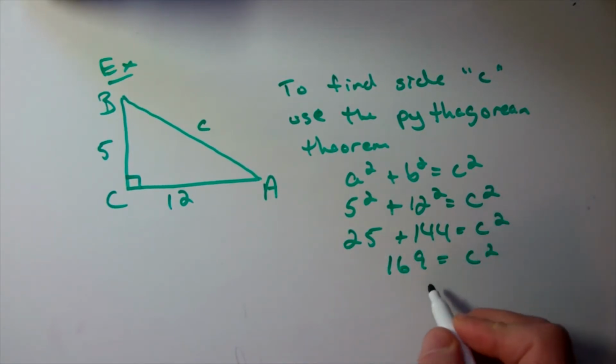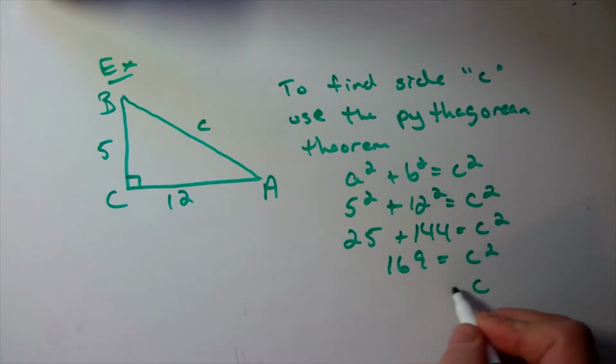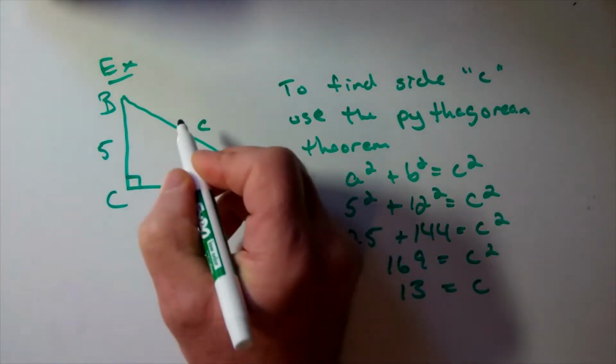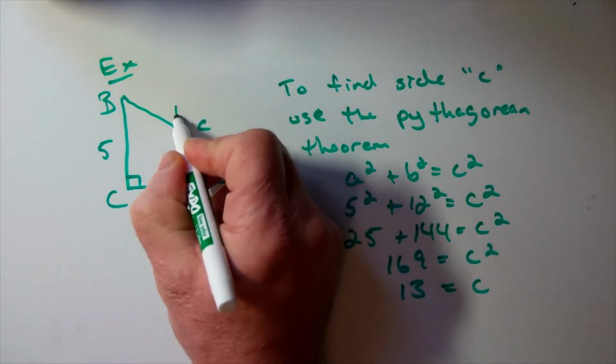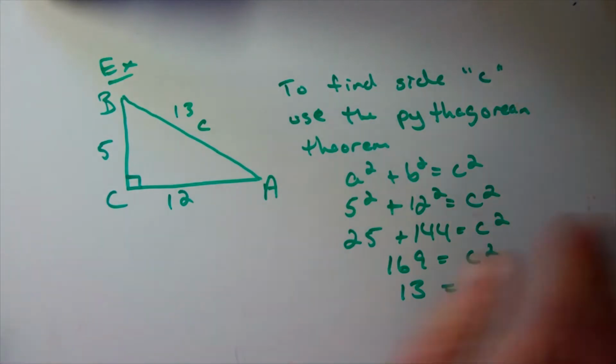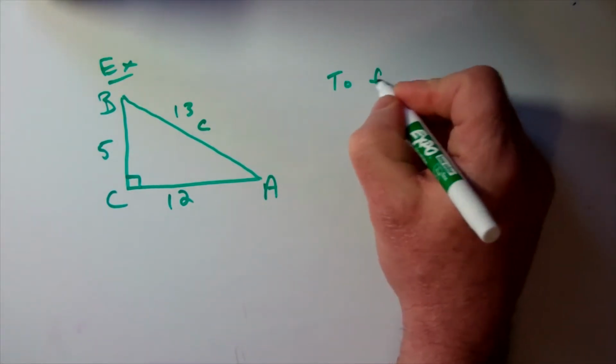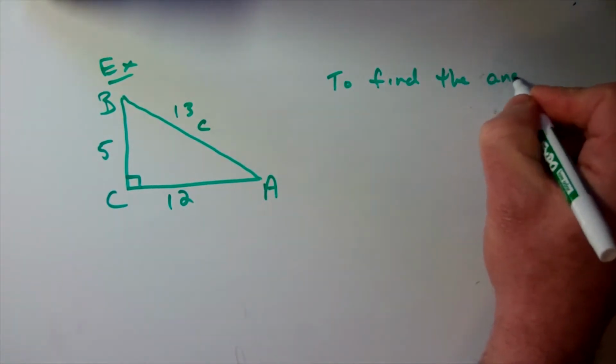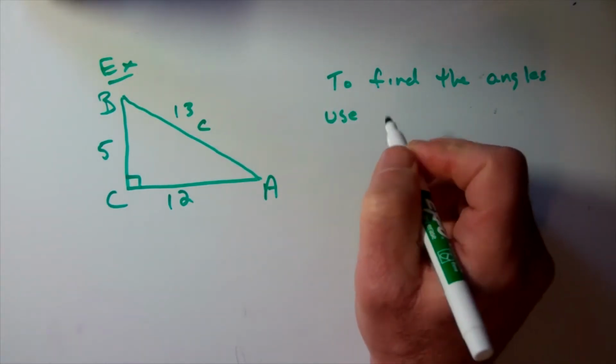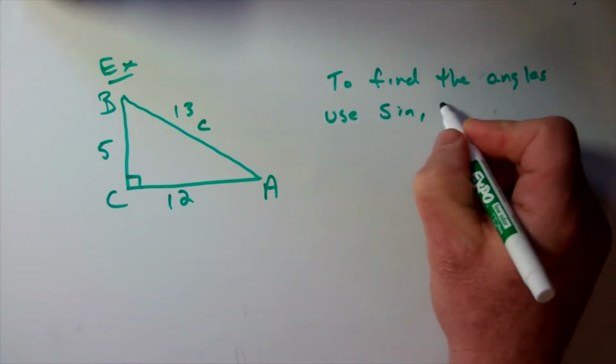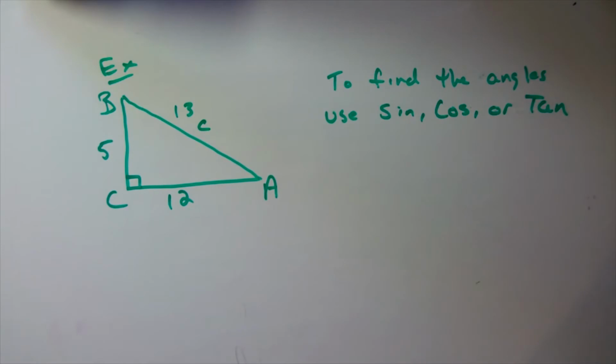5 squared is 25, 12 squared is 144, and c squared is c squared. So you have 169 equals c squared. Take the square root of both sides, and c equals 13. So let's just put that up there, 13. So now we have a 5, 12, 13 triangle. Now, to find the angles, you're going to use your trigonometry ratios. Okay, remember, those are sine, cosine, or tangent.